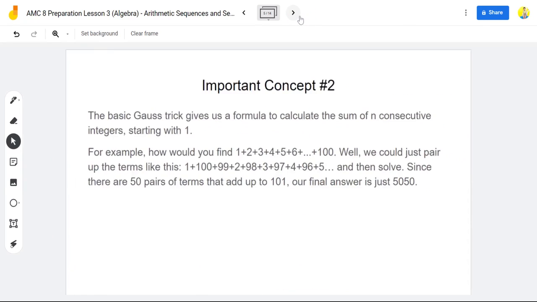Important concept number 2. The basic Gauss trick gives us a formula to calculate the sum of n consecutive integers, starting with 1. For example, how would you find 1 plus 2 plus 3 plus 4 plus 5 plus 6 all the way to 100? Well, we could just pair up the terms like this: 1 plus 100, 99 plus 2, 98 plus 3, 97 plus 4, 96 plus 5, and then solve. Since there are 50 pairs of terms that add up to 101, our final answer is just 5,050.